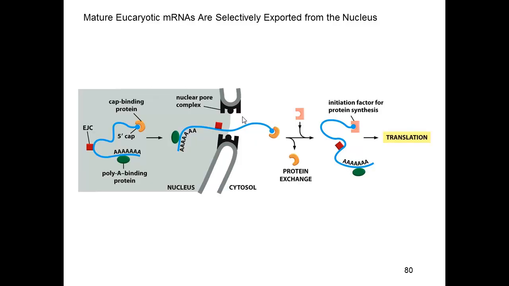Just a reminder here that RNA molecules are produced inside the nucleus, and they are transported out through nuclear pores into the cytoplasm or cytosol, where they will encounter ribosomes, where they will be translated into proteins.